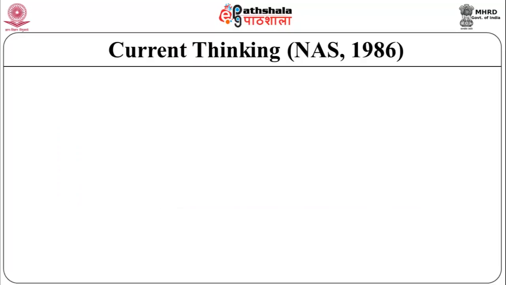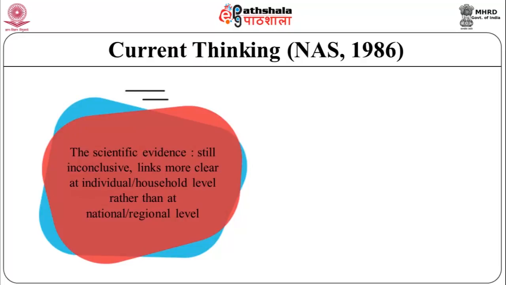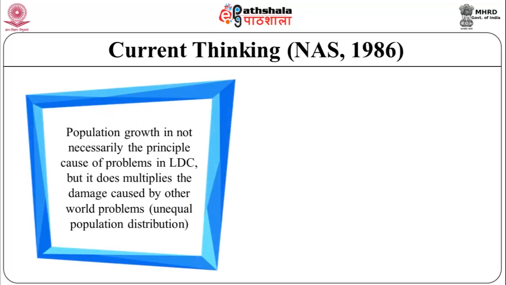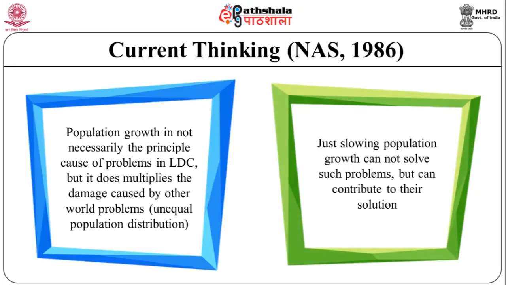Now let us see the current thinking. According to NAS 1986, the scientific evidence is still inconclusive, with links clearer at the individual or household level rather than at the national or regional level. Implications of rapid population growth vary considerably depending on the economic, cultural, institutional, and demographic differences among LDCs. Population growth is not necessarily the principal cause of problems in LDCs, but it does multiply the damage caused by other world problems, such as unequal population distribution. Just slowing population growth cannot solve such problems, but it can contribute to their solution.